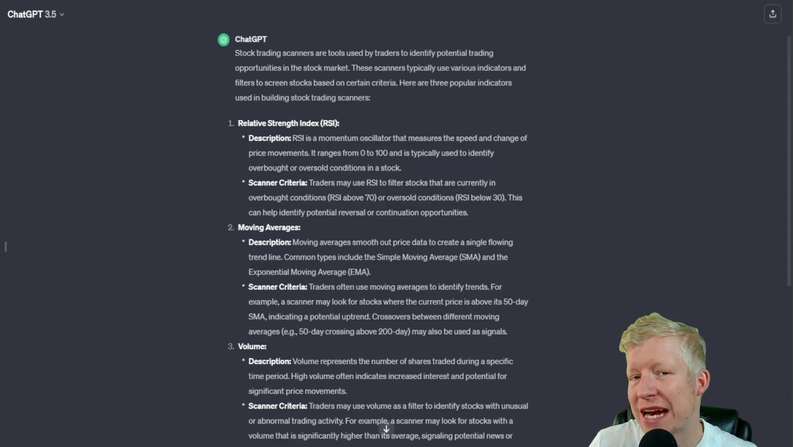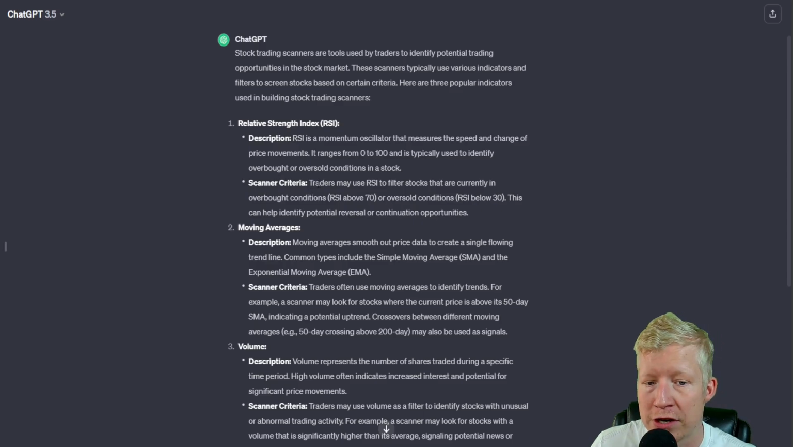So the first scanner recommended to us from our AI friend ChatGPT is a relative strength index scanner. RSI is a momentum oscillator that measures the speed and change of price movements. It ranges from 0 to 100 and is typically used to identify overbought or oversold conditions in a stock.